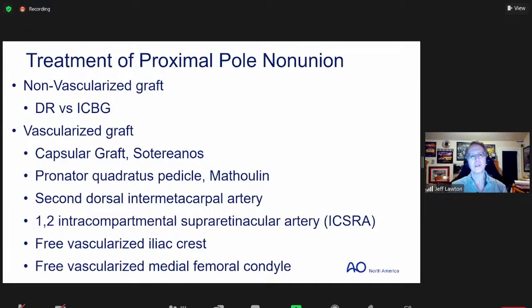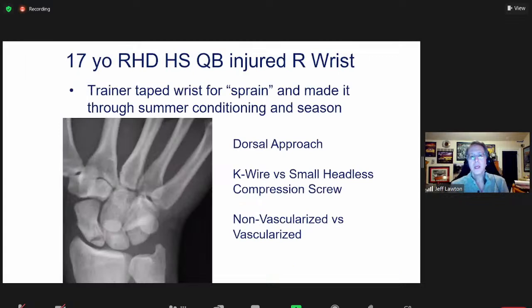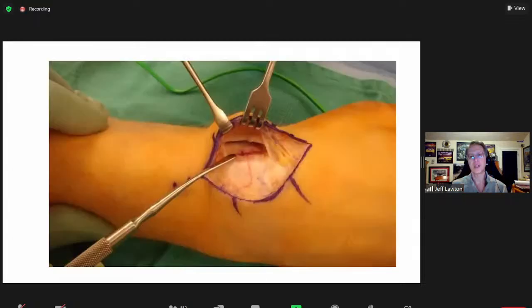So again, we have all kinds of choices between non-vascularized graft and vascularized graft, all types of different sources for that vascularized graft. So again, I typically think of these as a dorsal approach. I try to use a small headless compression screw, and I talk with the patient, or the parents in this case, and take the single best shot approach. And here you see this very small proximal pole, and it certainly looks sclerotic, so probably AVN. I want one operation that I think has the highest chance of success. So I did a 1,2 ICSRA graft.